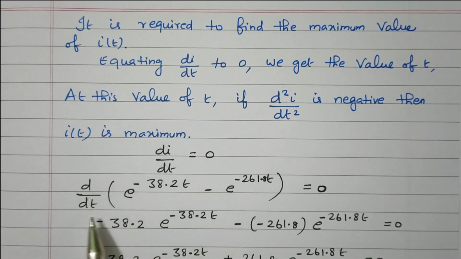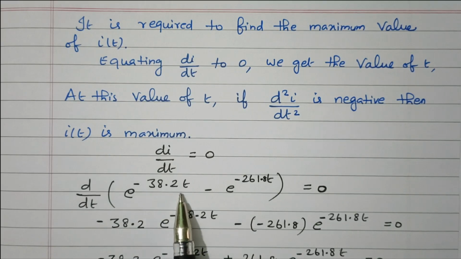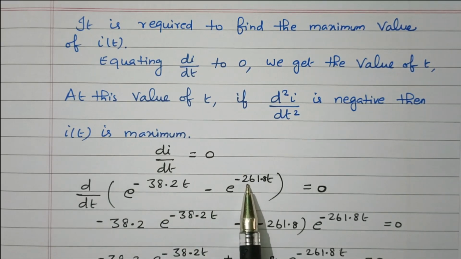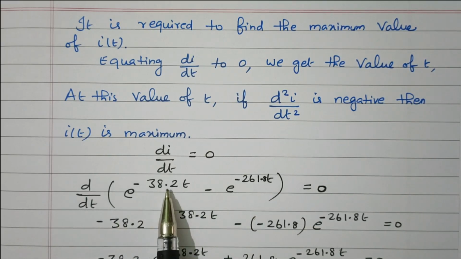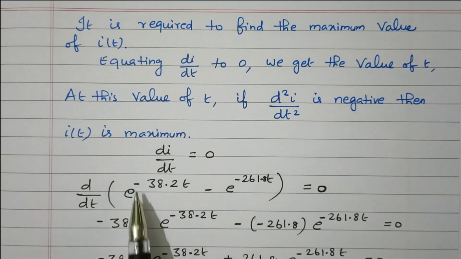So d by dt of this value. This is the I of t. The constant available outside is 0. So e power minus 38.2 t minus e power minus 261.8 t equal to 0. Now we have to differentiate. While differentiating, this term becomes available at the front side. Differentiation of e power x is x into e power x.